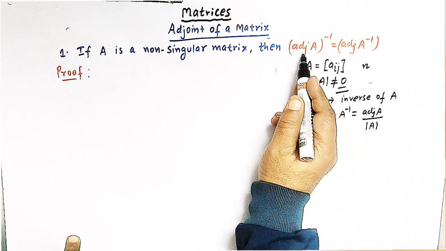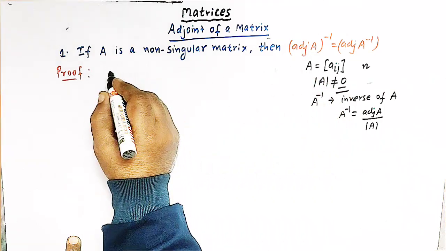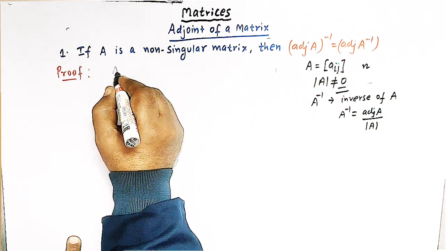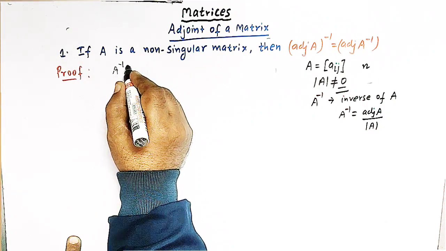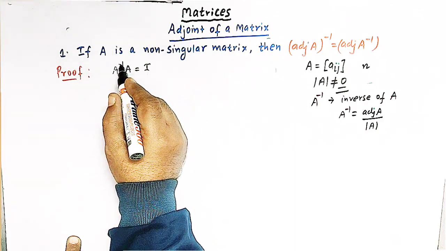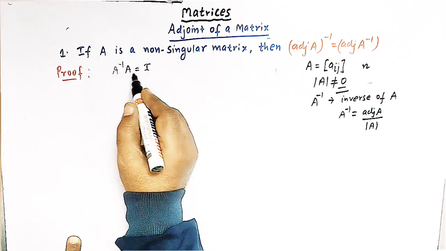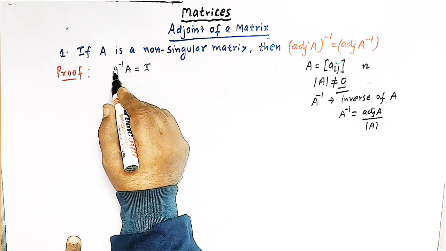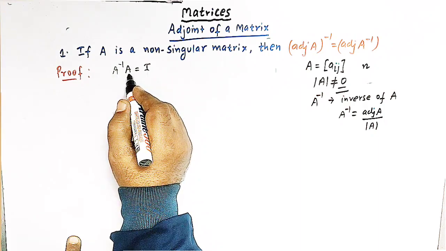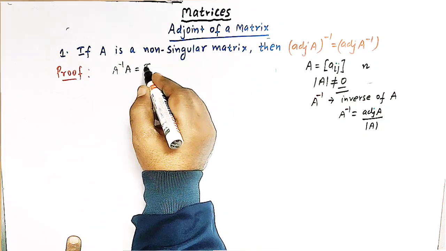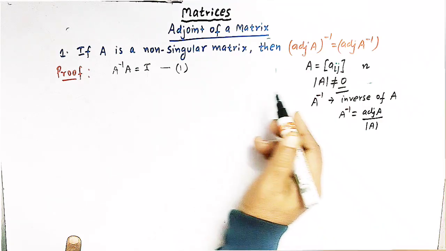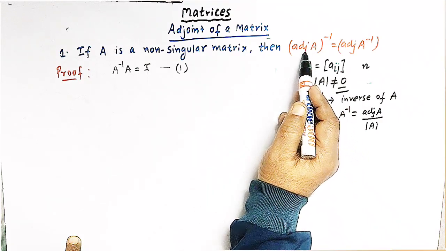Now to prove this result, let us start with this important matrix equation, that is, the product of A inverse and A is equal to I, where A inverse is the inverse of matrix A. The product of the inverse of the matrix A with the matrix A is equal to the identity matrix I. So this is the first step in proving this result.